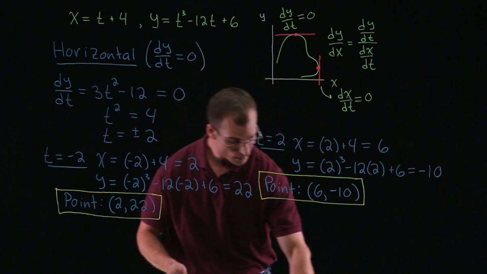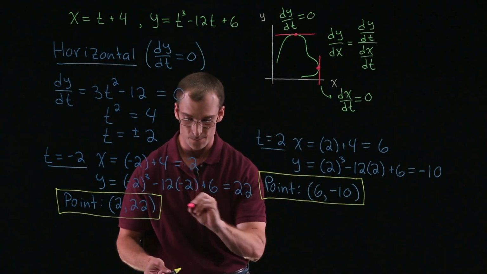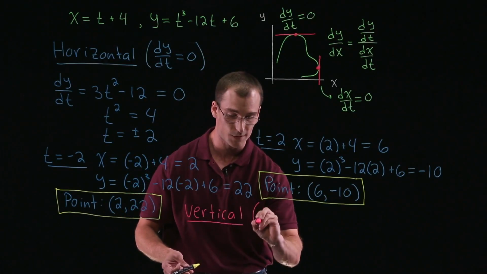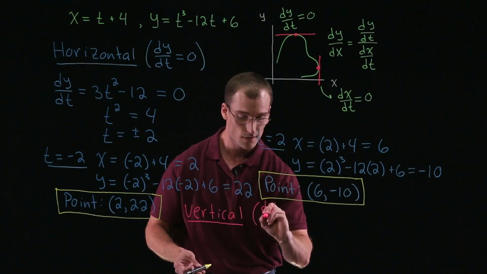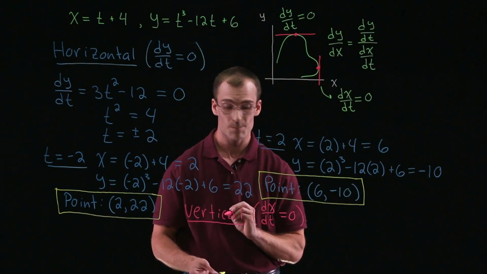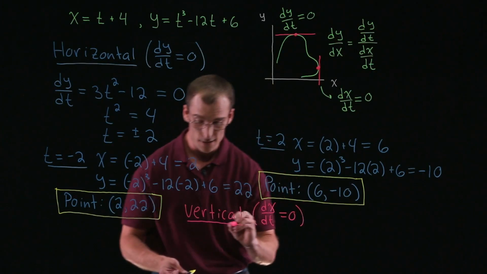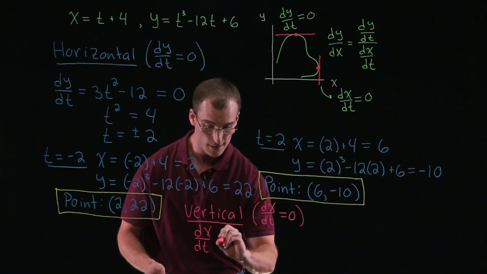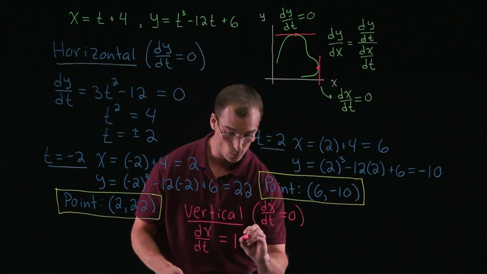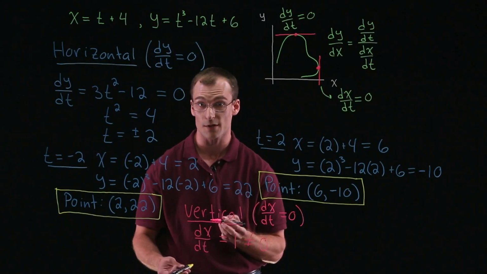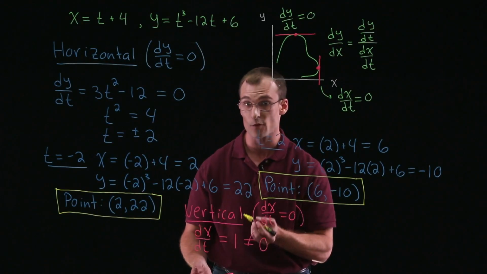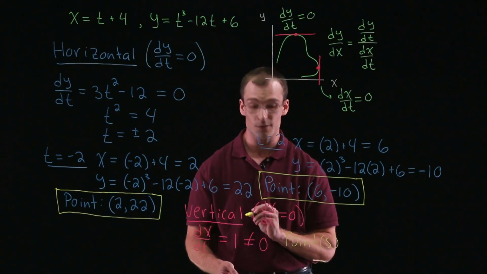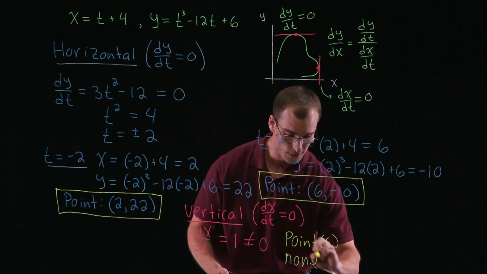And then the last thing we want to find is any points, if we can, where we have a vertical tangent line. A vertical tangent line, again, is when dx/dt is equal to 0. So let's take a look at what dx/dt is. The derivative of x with respect to t, x being just t plus 4, is just equal to the constant 1. Since it's a constant 1, that's never going to be equal to 0. So since dx/dt will never be equal to 0, we're not going to have any points of vertical tangent line. So we have none.